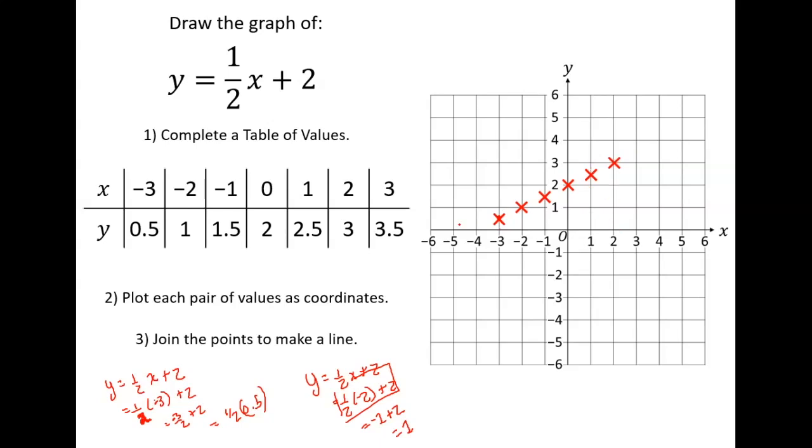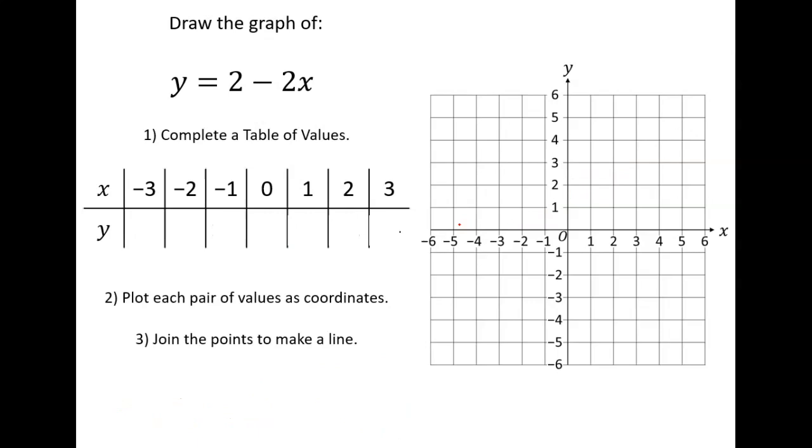And then at 2, I'm at 3. And then I can draw my straight line and write my equation. So fractions are no different. You just might want to bust out that calculator if you have to, and that's okay.